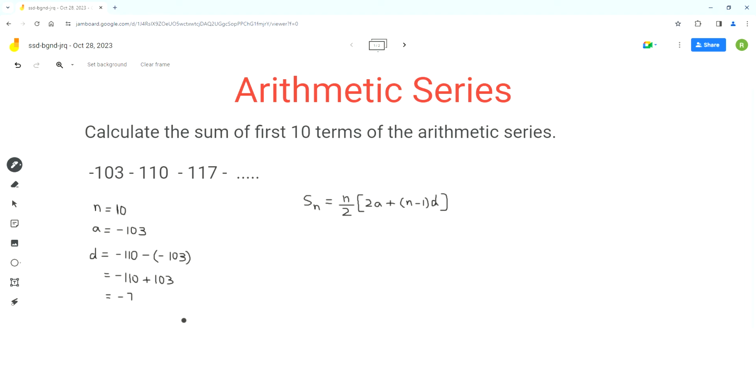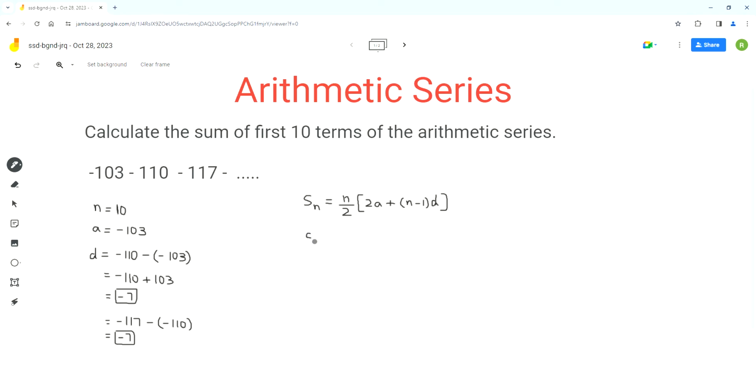We can get the same answer if we use the second and the third terms. Then it will be negative 117, which is the third term, minus the second term, which is negative 110. If we evaluate this expression, we get negative 7. So the value of d will be the same either way. These are the values we have to substitute into this sum formula.